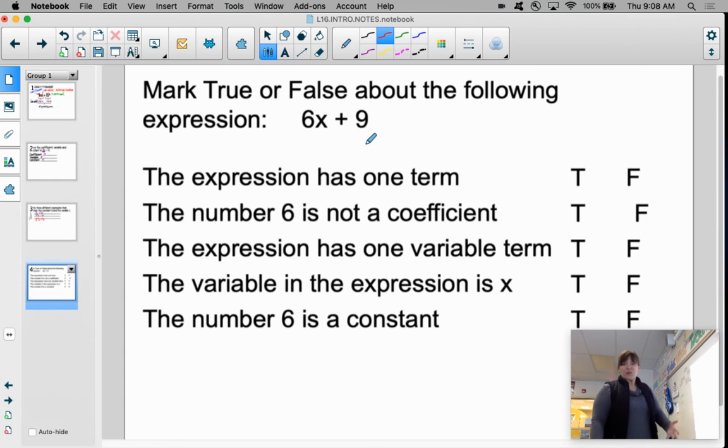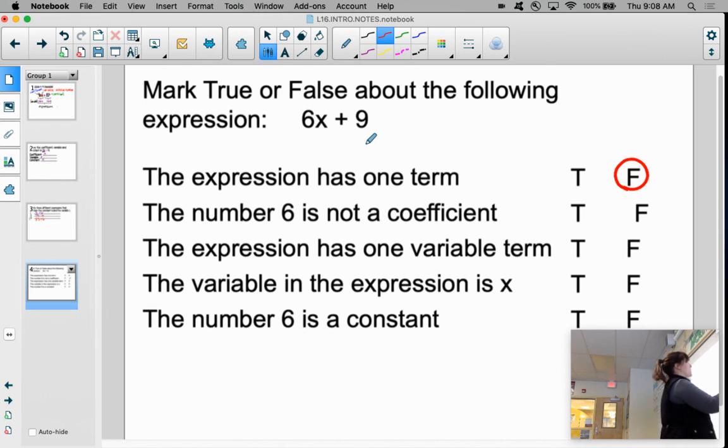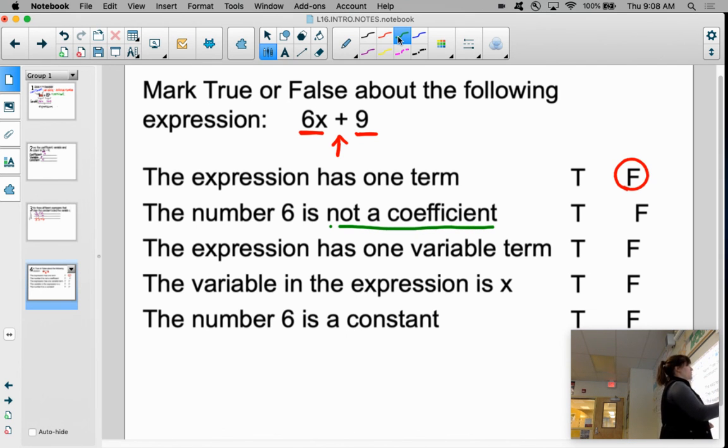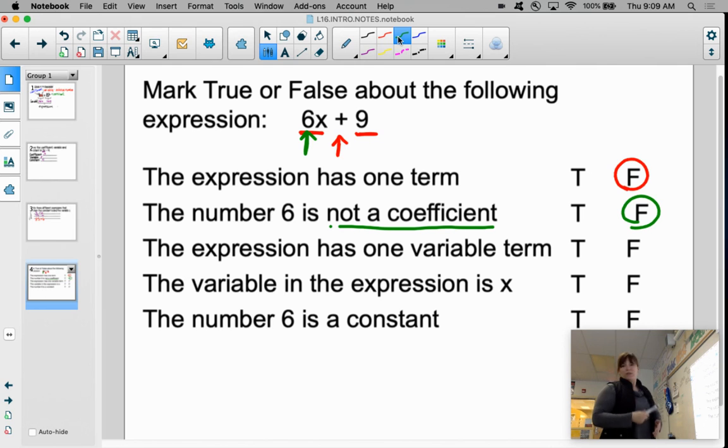So does the expression have one term? Well, this is a false statement because we have 6x over here and 9 over here, and it is being added. So this is a two-term expression. Hopefully got that right. The next one reads, the number 6 is not a coefficient. Well, that one is also false because it actually is the coefficient. So this is just applying our vocabulary here. Hopefully that one was something you figured out.